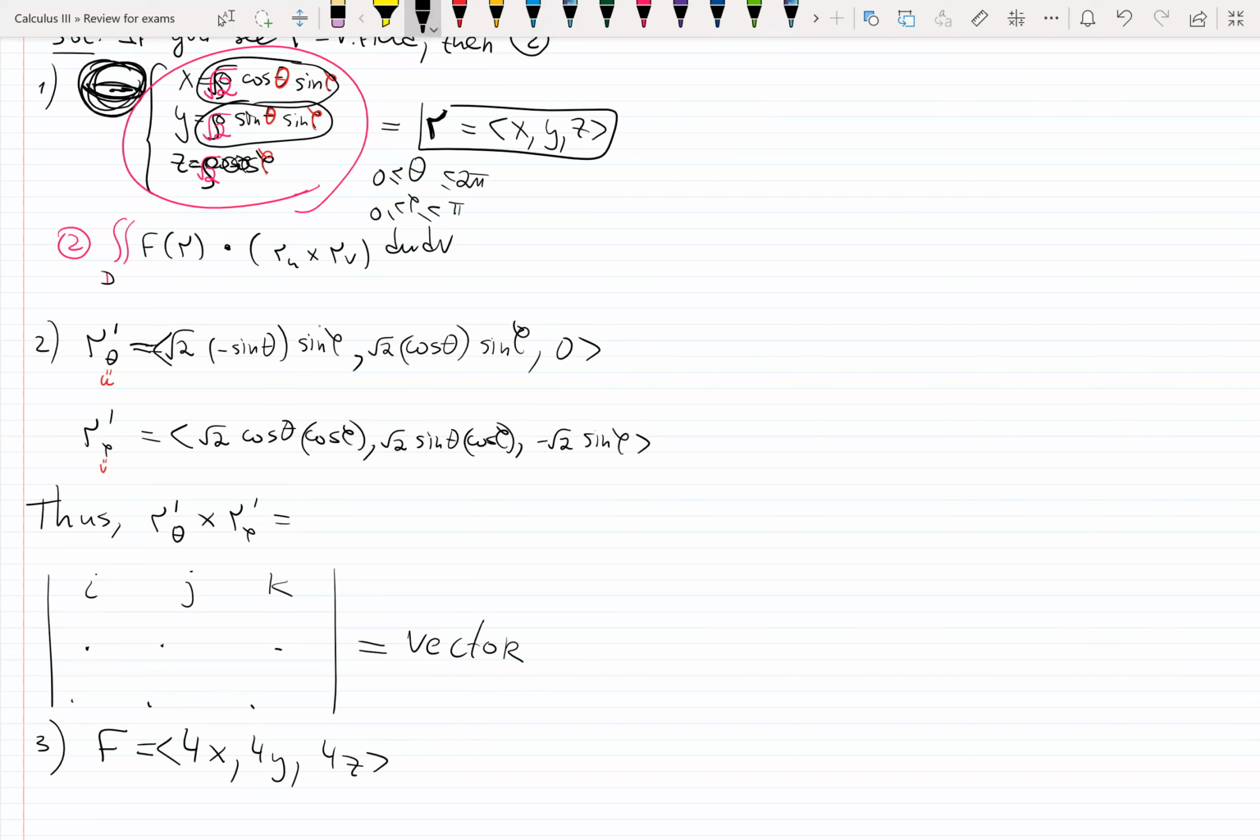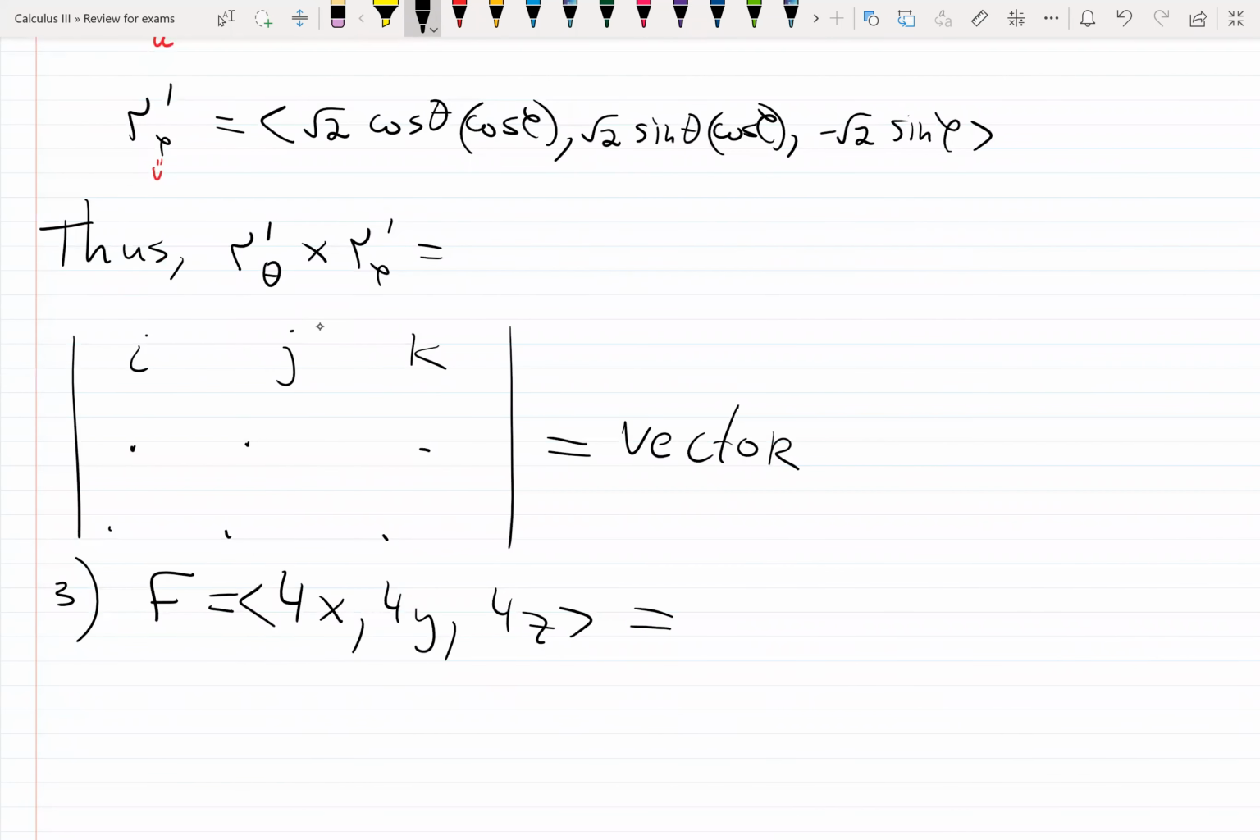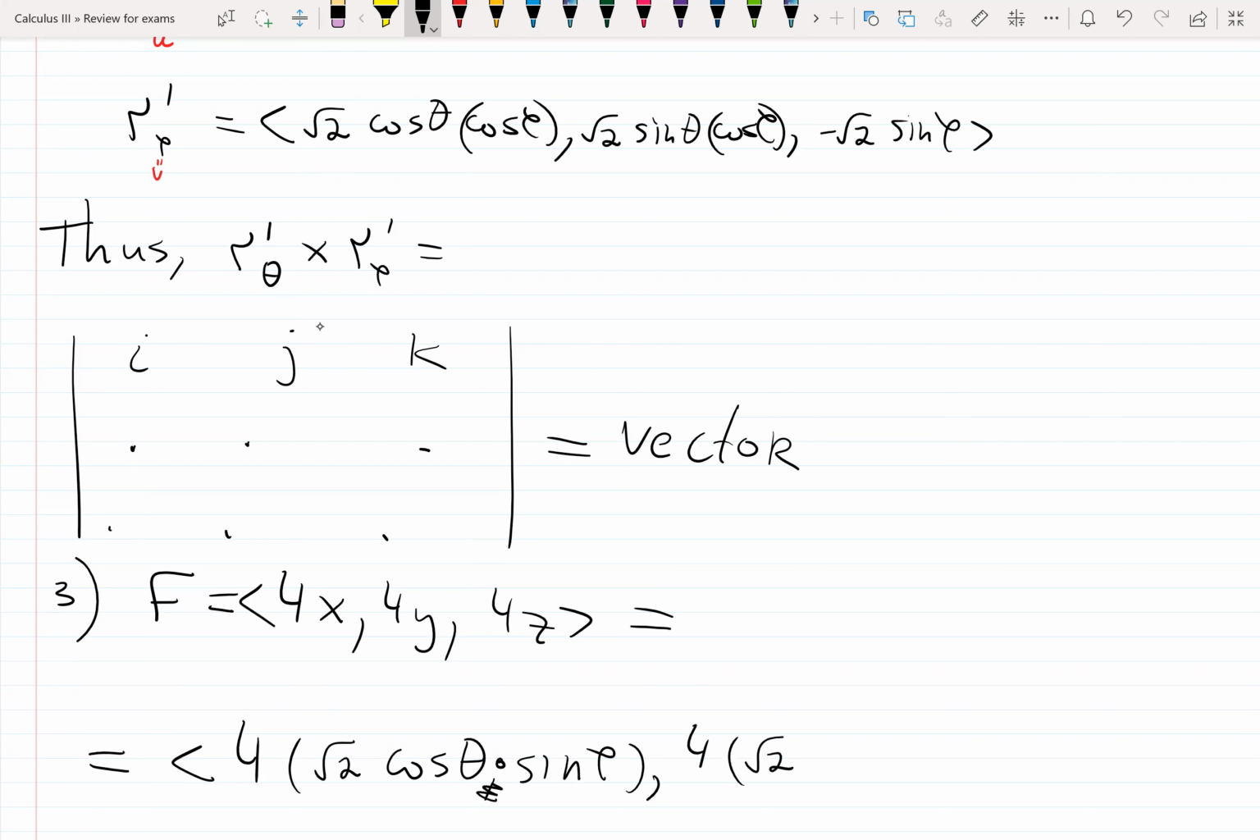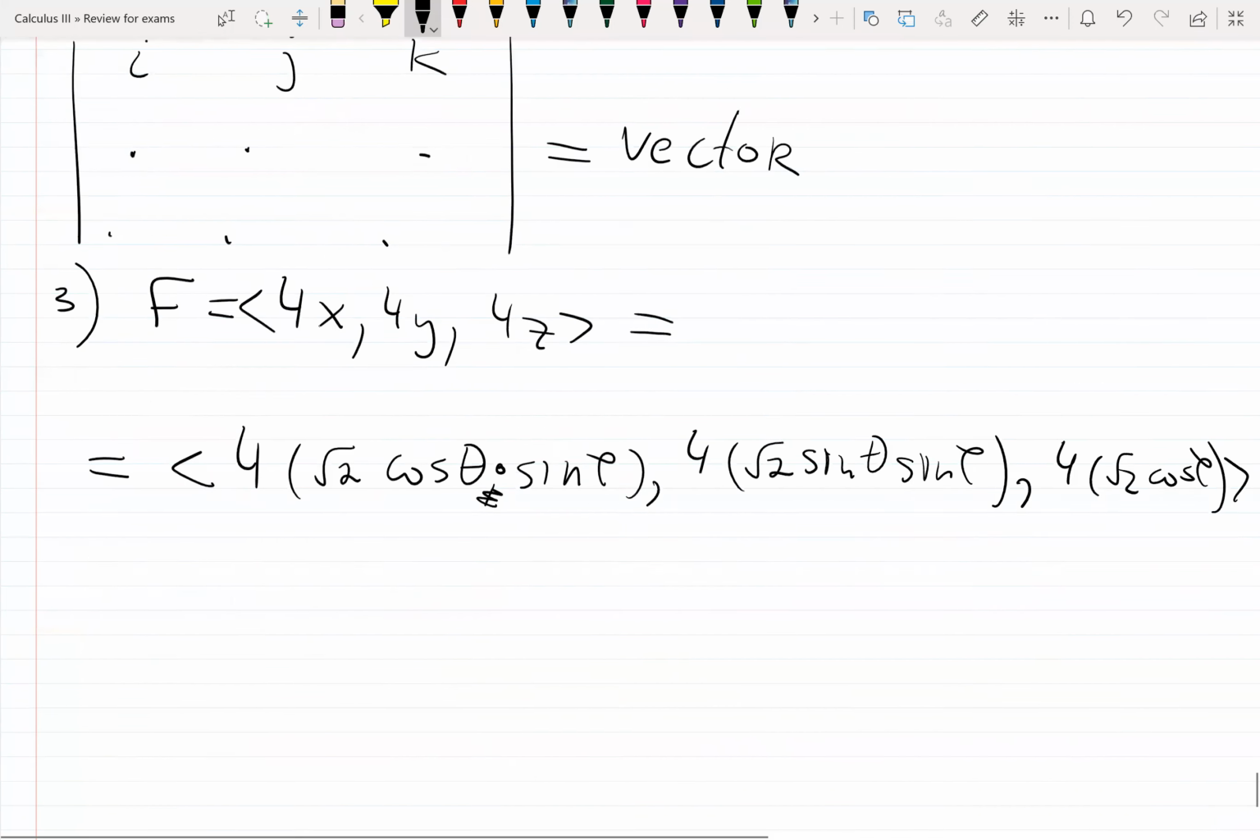Let's do it. Basically, you plug in your R. For x, it's square root of 2 cosine theta times sine phi, comma. For y, it's square root of 2 sine theta sine phi, comma. For z, square root of 2 cosine phi. That is the second vector. Why am I talking about the second vector?